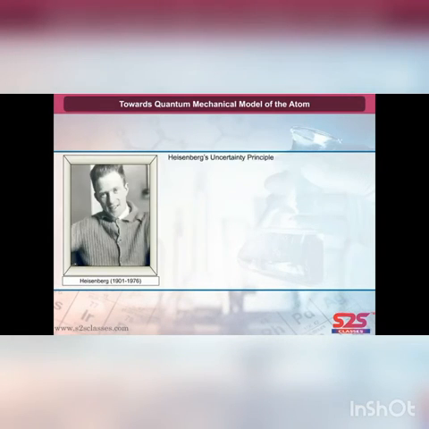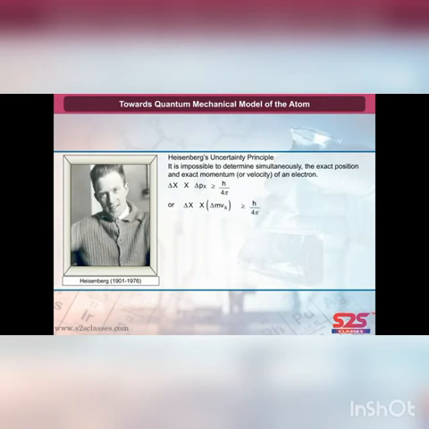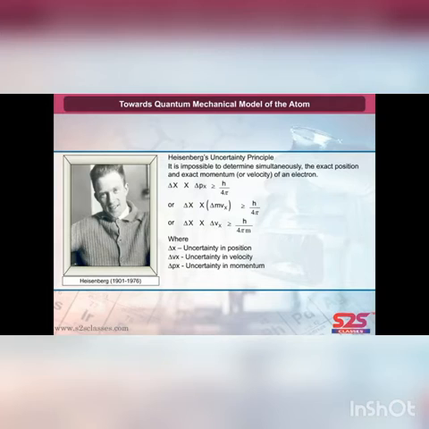Now let us discuss Heisenberg's uncertainty principle. It states that it is impossible to determine simultaneously the exact position and exact momentum or velocity of an electron. Mathematically, it is given by the equation shown, where delta x is the uncertainty in position, delta Vx is the uncertainty in velocity, and delta Px is the uncertainty in momentum. This means that if the position of an electron is known, the velocity of the electron will be uncertain. On the other hand, if the velocity of the electron is known precisely, the position of the electron will be uncertain.